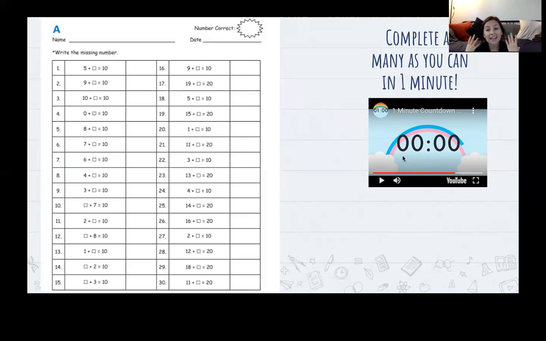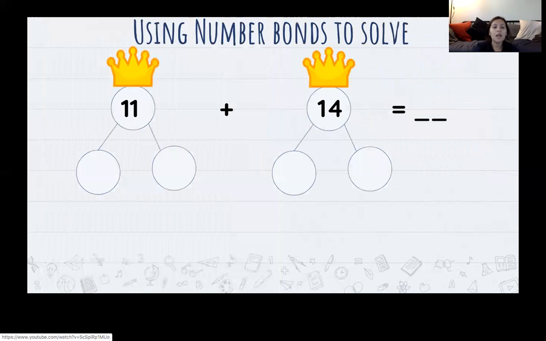If you didn't get any of those, that's okay too. Go ahead and pat your back and say, I did it, I tried my best. All right, and we're gonna move on way past our warm-up, so our brain is super warm now and we are ready to learn. Today we are using number bonds to solve.